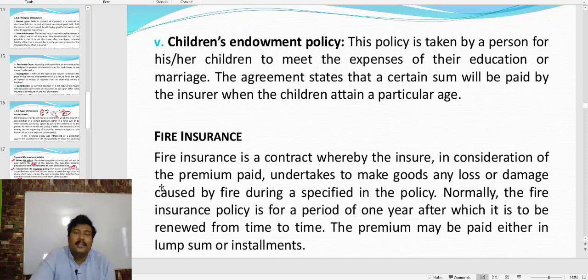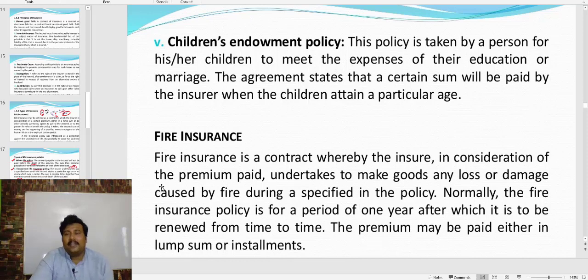You fix a particular age of the child, at 20, 21. You can fix for your daughter's marriage that okay, till 21 years I will pay the premium, and at the time of 21 years my daughter will get the amount for marriage. This is, बच्चा, the life insurance.